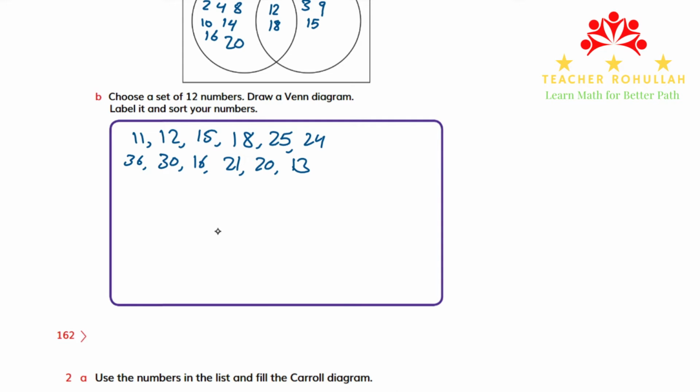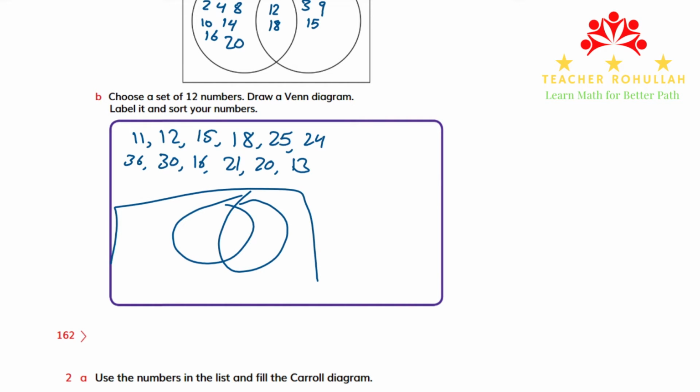So the Venn diagram that I'm making here is like this. Sorry for the shape. So this is the Venn diagram. Here I say multiple of 4. I will just write M4, which is multiple of 4, and here M5, a multiple of 5. So let's start from the left side. We have 11. 11 is not multiple of 4 and also not multiple of 5. So this one is kept out.